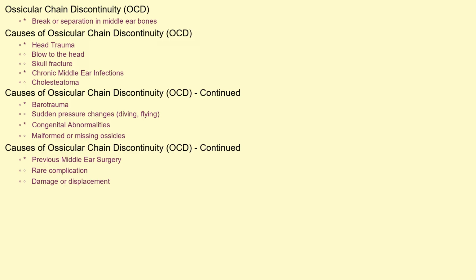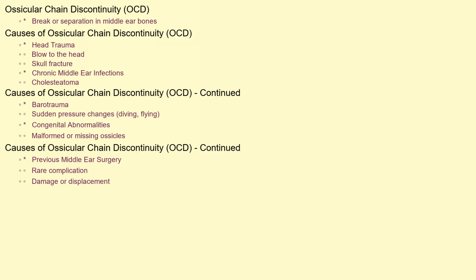Ossicular chain discontinuity, or OCD, arises from a break or separation within the delicate chain of bones in your middle ear. The most common causes include head trauma, such as a blow to the head or a skull fracture, which can physically disrupt the chain. Another frequent culprit is chronic middle ear infections, especially cholesteatoma, which can erode or damage the ossicles over time.